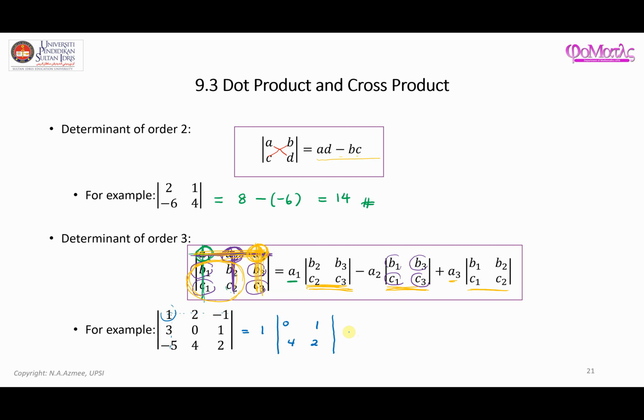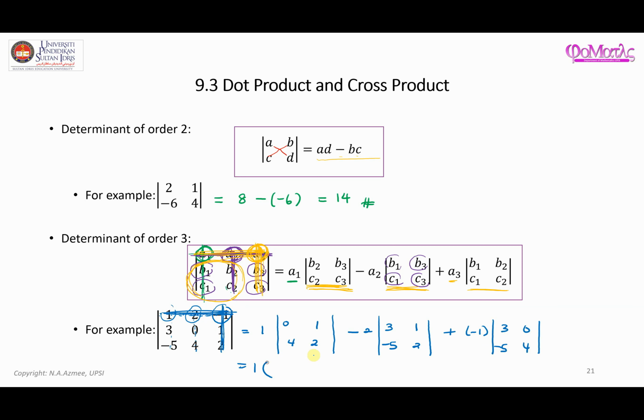Next, for the second component is minus, don't forget minus, and you take 2, so you consider 2. So you will cross out the lines that have something to do with number 2 here, so you will be left with number 3, 1, -5 and 2. Next, plus, so we consider this one, this is -1, so -1, and then cross out this, so you'll be left with 3, 0, -5 and 4.